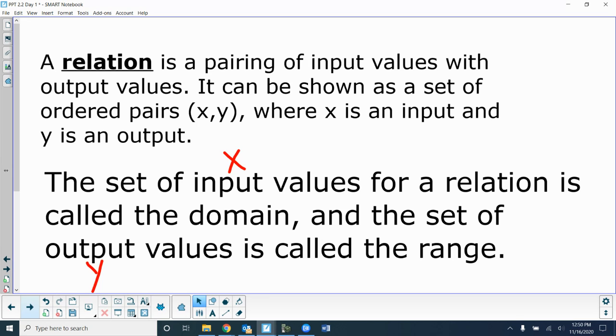The set of input x values for a relation is called the domain, and the set of output values, the y values, is called the range. So the x values is the domain, the y values, the range. So if I ask you for domain and range, you just tell me what the x values are and what the y values are. Sometimes we can look and just list them. Sometimes it's a whole set of real numbers. Sometimes it's just all real numbers, but a single number sometimes. So there's different ways. And we might use some interval notation to do that as well.